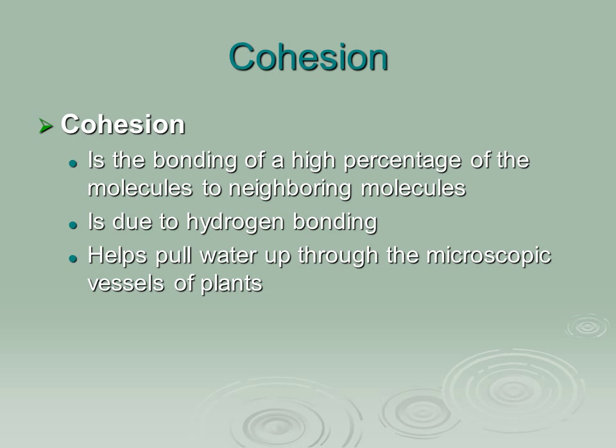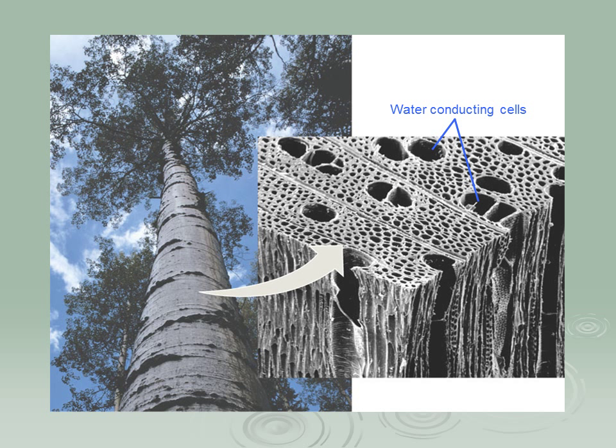So this cohesion is really helpful, not only for us, but for different types of plants and tall trees that need this water to survive. So here's an example of a large tree that you might find. As you could imagine, trees bring in water through their roots.